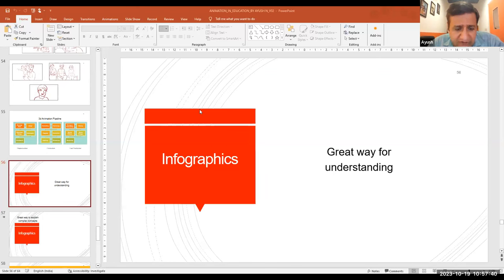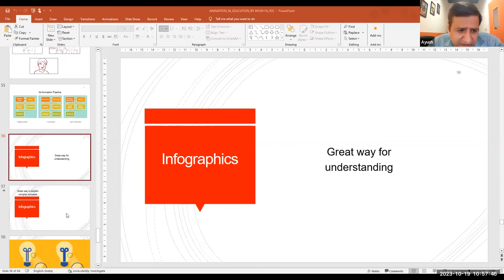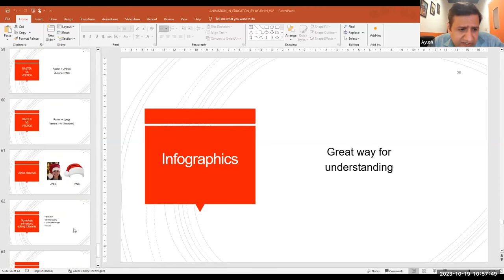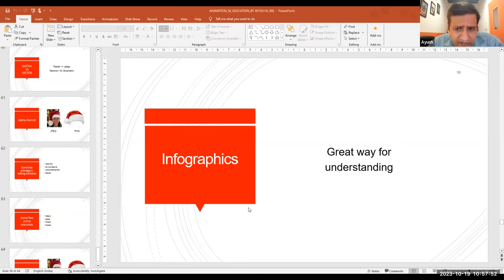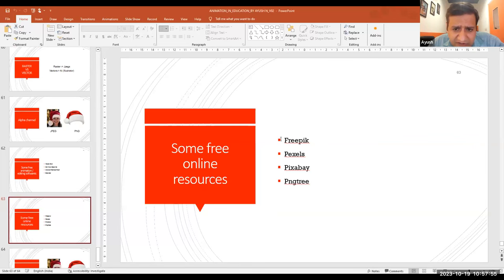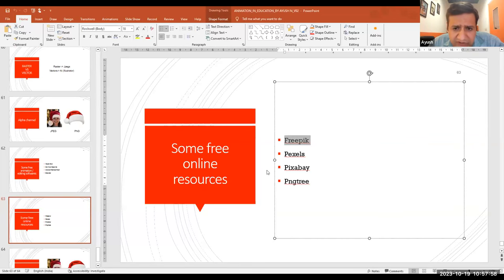A very good way of doing it is using resources on the internet. There are some free resources available. There are resources like FreePic. You might want to just note this down. FreePic is a free website. You can go to freepic.com. There you can download a lot of images, and I think you can download 7-8 of them for free every day. After that, you can wait for one day.